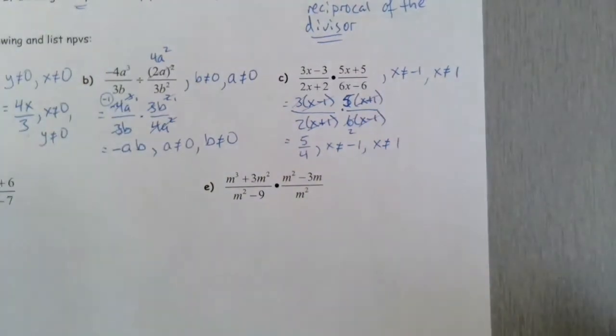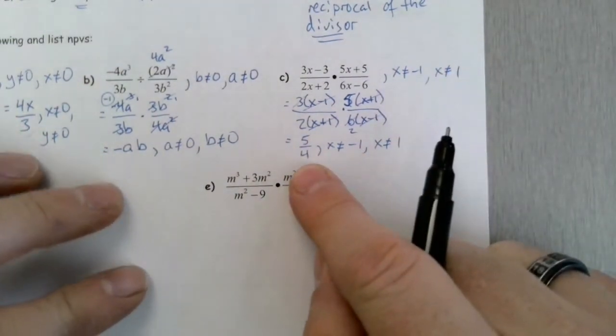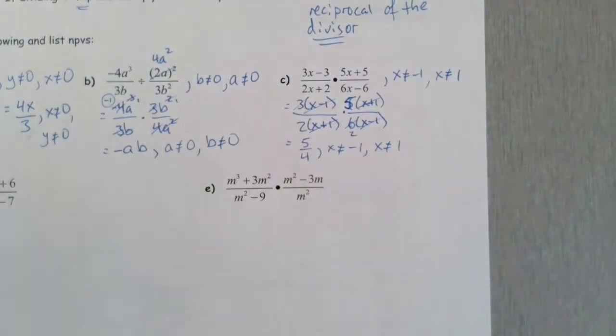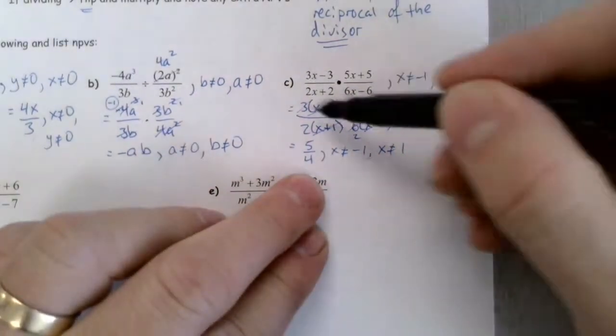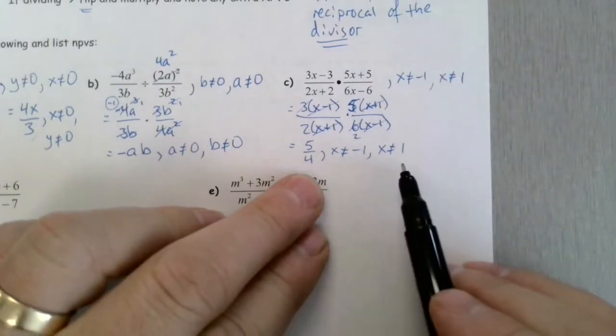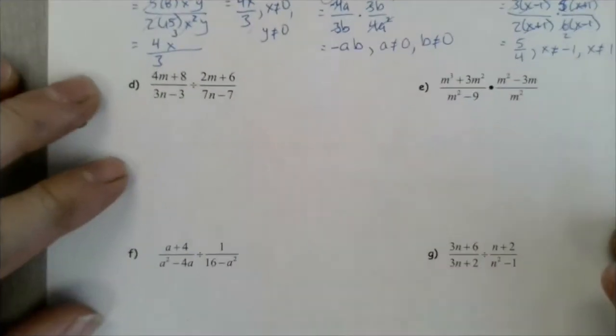Do you have to write those restrictions with the answer, or can you just leave them up here? I would suggest you write them with your answer, okay? So that you communicate to your teachers that you know that this expression is equivalent to this as long as we've kept this true, okay? Anyway, hope that helps.